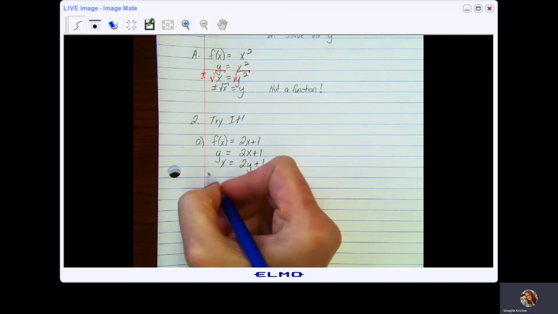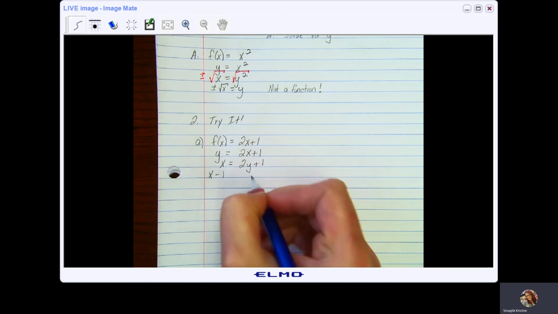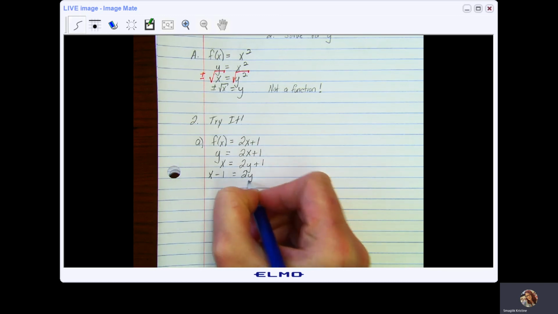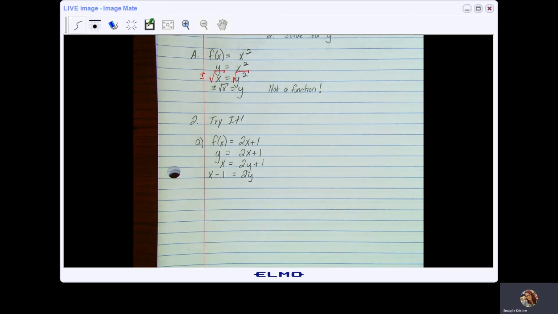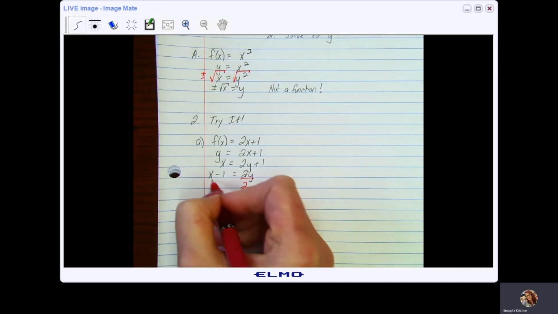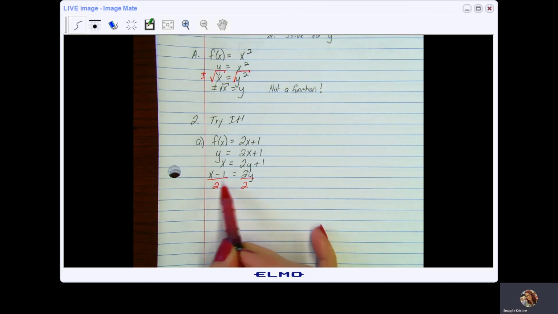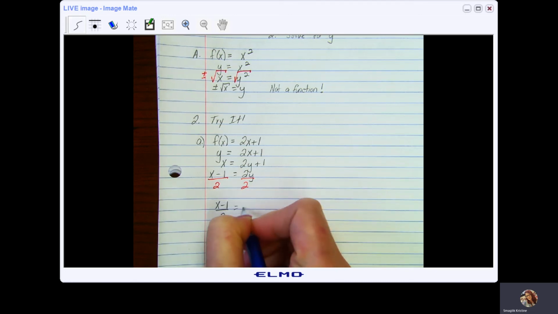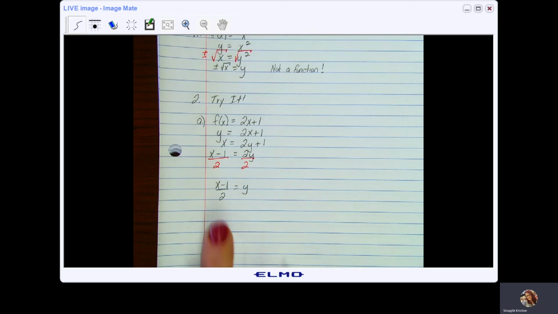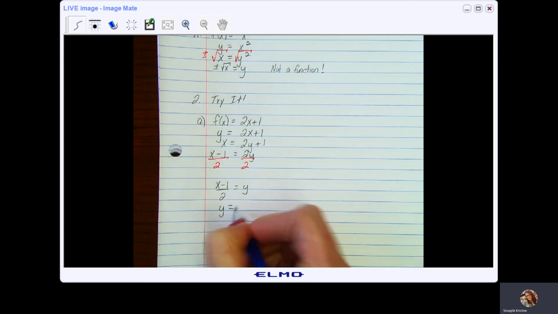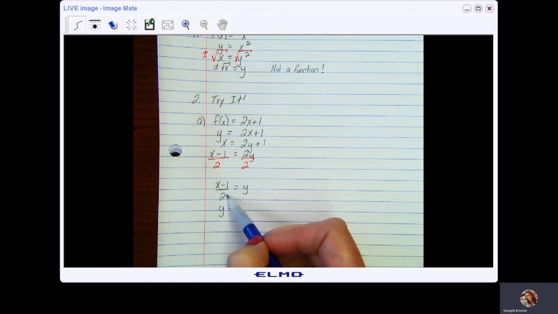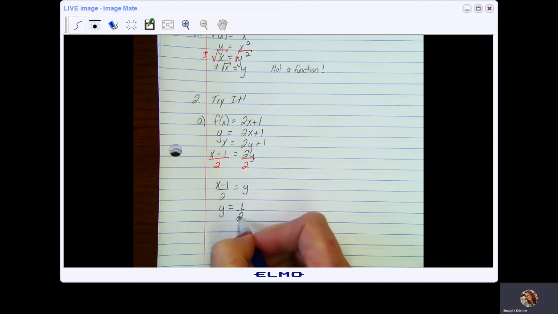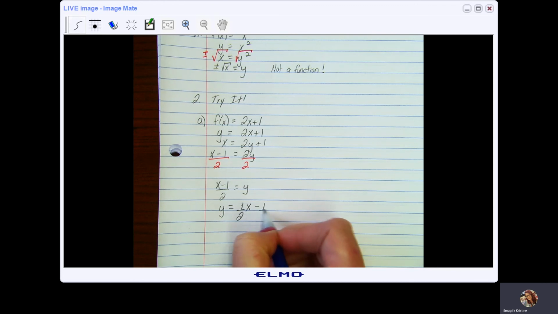I'll subtract 1 from both sides. x minus 1 equals 2y. And now I would divide both sides by 2. And don't forget, you're dividing both of these terms by 2. So I'm left with x minus 1 over 2 equals y. Let's rewrite that. I'm going to write that as y equals, remember that 2 belongs to each of these terms, so this can also be written as 1/2 times x minus 1/2.